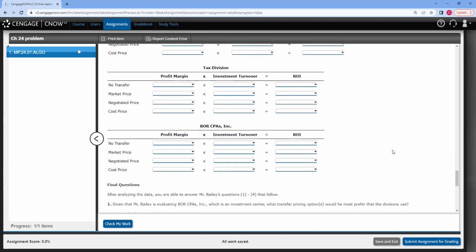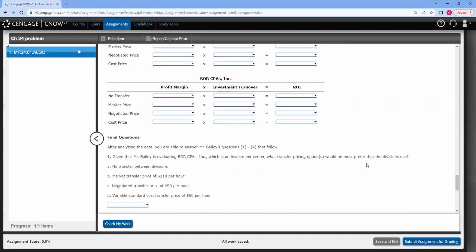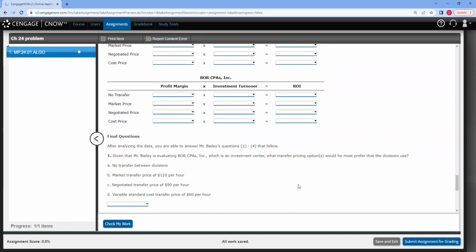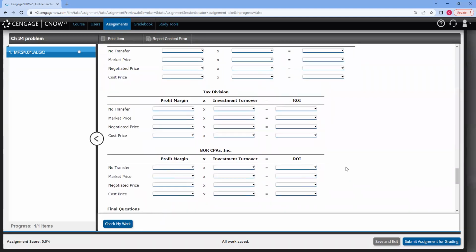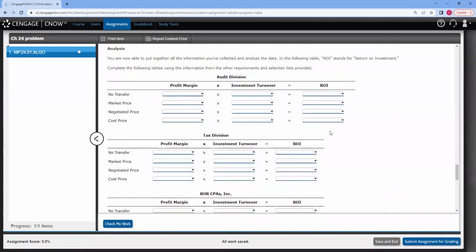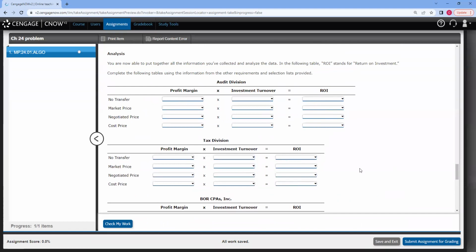And so you can see what the impact is of the three different choices, or I guess four: no transfer, and then the three different choices for what the transfer price would be, and then answer the question related to if the company is an investment center, which one of the four options would be better. And you'll be able to see that very clearly, which gives the best return on investment for the company as a whole. So it's really not how does it look for the audit or the tax division, but the company as a whole that's in question.